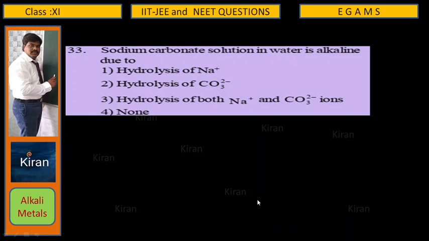Sodium carbonate solution in water is alkaline due to hydrolysis of Na plus, hydrolysis of carbonate, hydrolysis of both Na plus and CO3 2 minus ions, or none. Which is the correct one for this? Second option is the correct one, hydrolysis of carbonate.